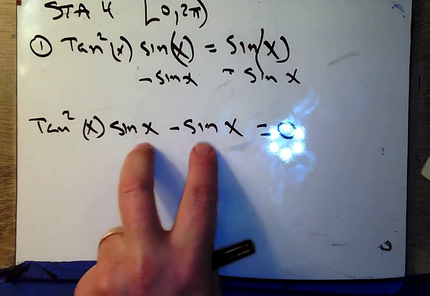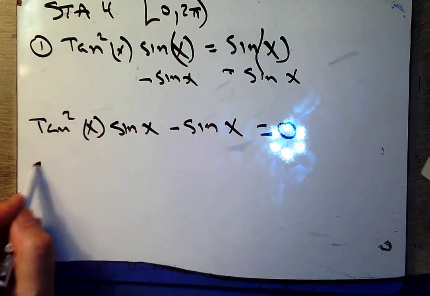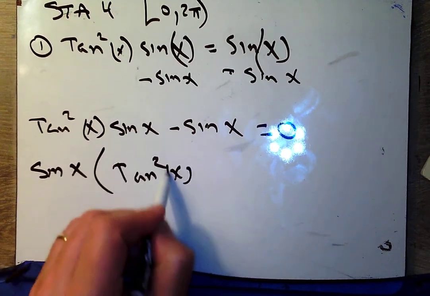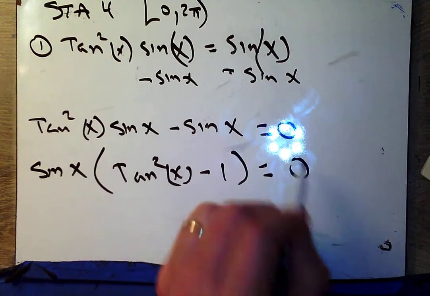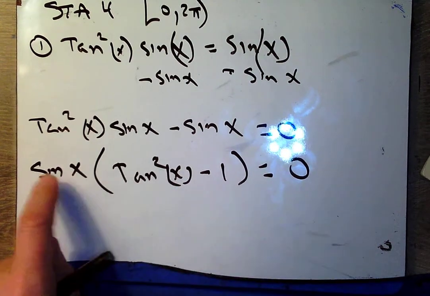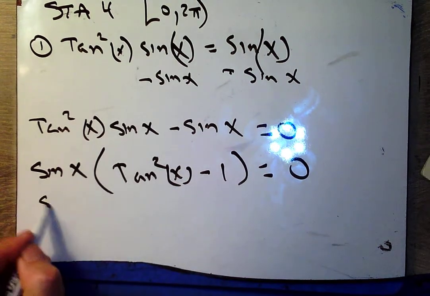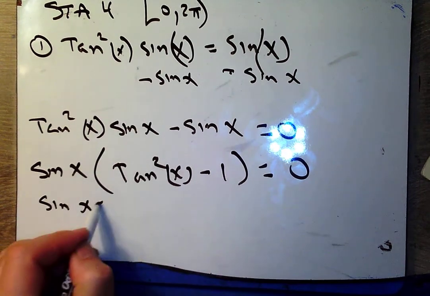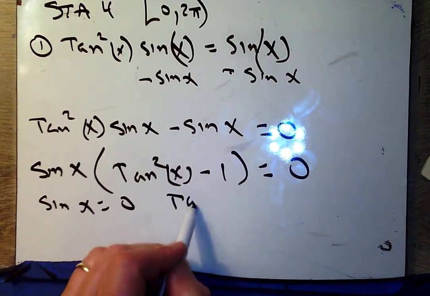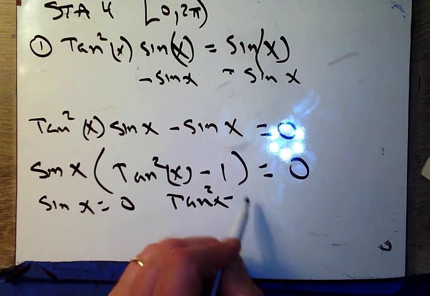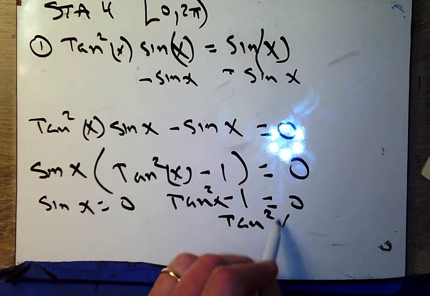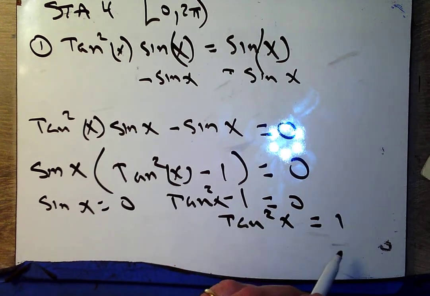Okay, I can factor out the sine x. Both terms out. I'm still left with tangent squared minus 1. I can still get tangent squared equal 1, but look, now sine equals 0. Right, because we set each factor equal to 0. So sine equals 0. Tangent squared x minus 1 equals 0. And we just saw tangent squared x equals 1 a few moments ago.